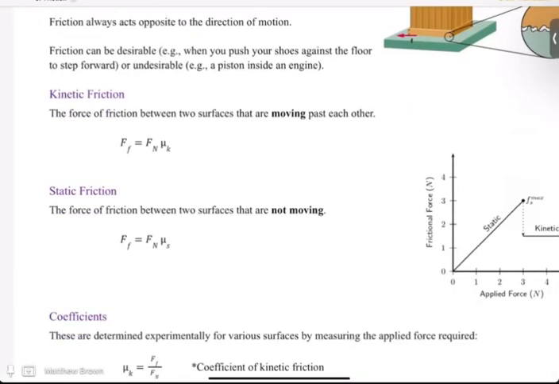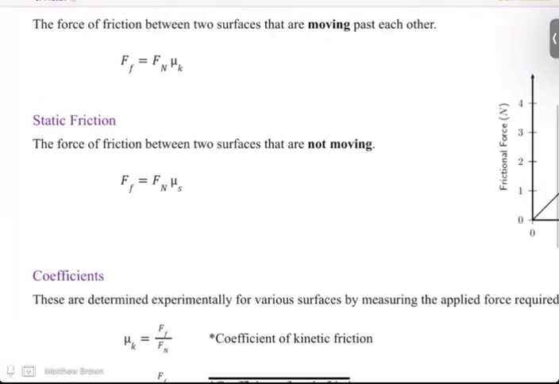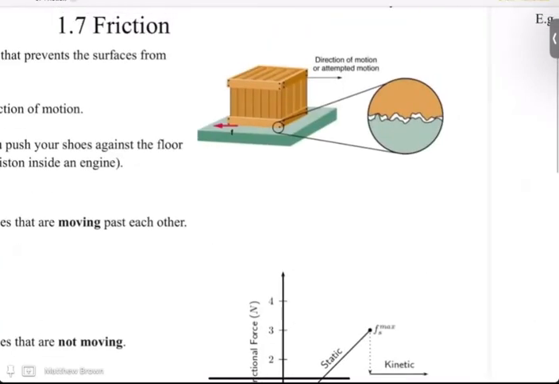So the two types: kinetic friction, the force of friction between two surfaces that are moving. So if you have one object moving over top of another, you're dealing with kinetic friction. Static friction, on the other hand, is the force between two surfaces that are not moving, right? So if you just push against a box like this up here a little bit, but not enough to make it move, that's static friction.